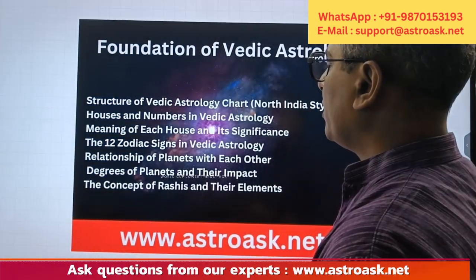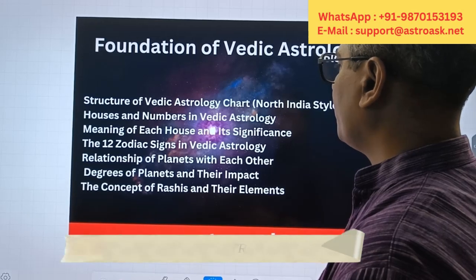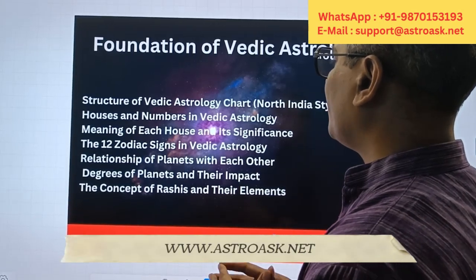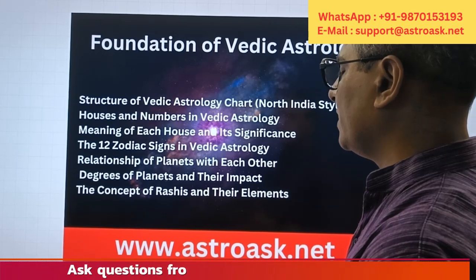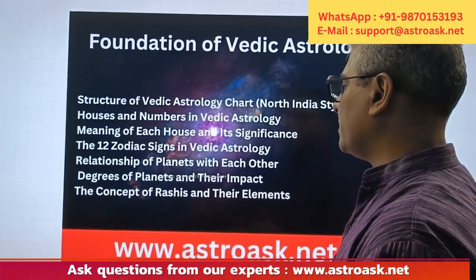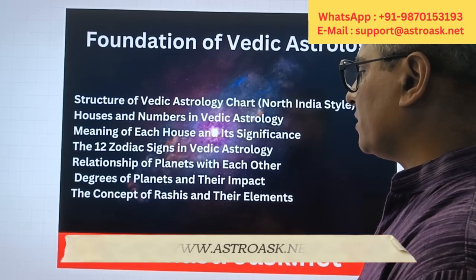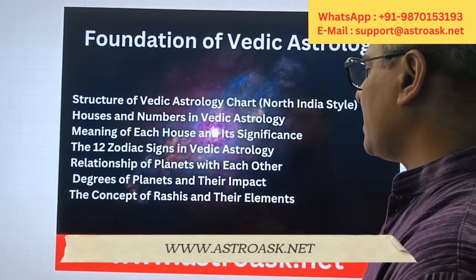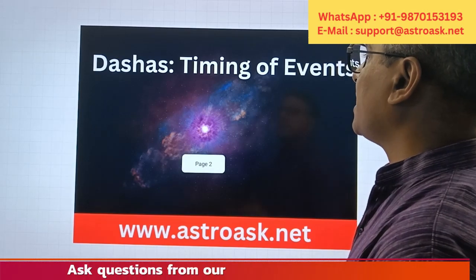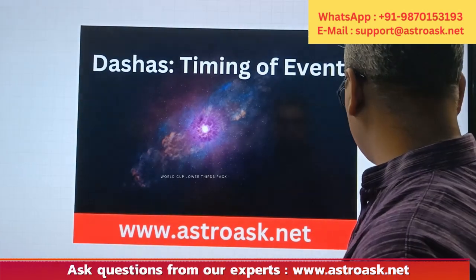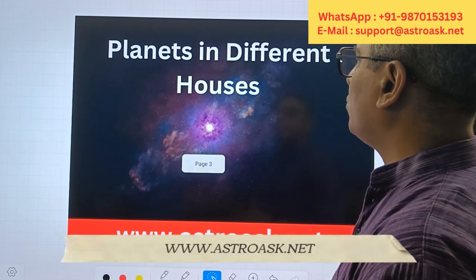In our video tutorial, we are going to cover the structure of the Vedic astrological chart, houses and numbers in Vedic astrology, meaning of each house and its significance, the 12 zodiac signs in Vedic astrology, and relationship of planets with each other, degrees of planets and their impact, the concept of rashis and their elements. After that, we are going to cover dashas and timing of events. How important is it? And planets in different houses.